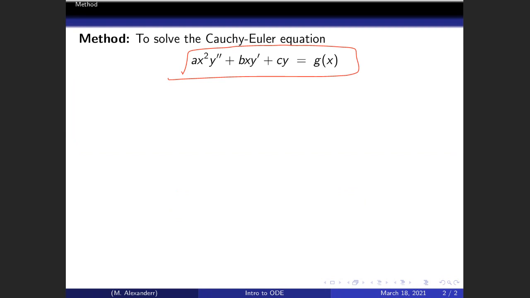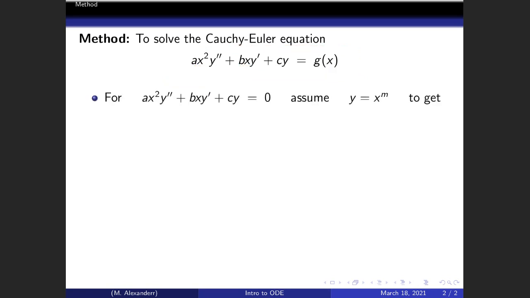In front of the y double prime you have ax squared, in front of the y prime you have bx, and in front of the y you have a c. And then the g function can be any function that you want. Now, in order to solve this differential equation, you no longer just have numbers in front of the y, the y prime and the y double prime, you actually have functions of this specific type.